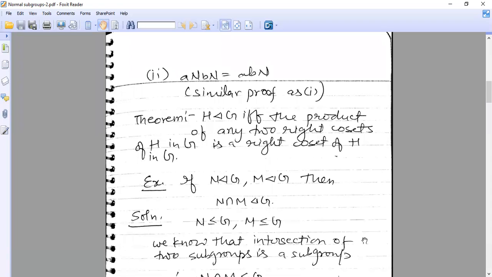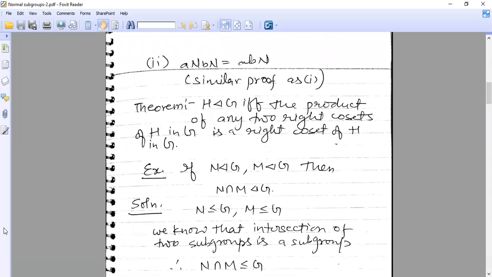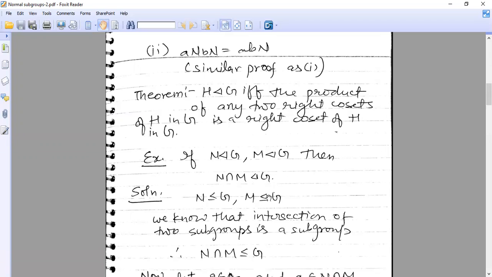So now let us see this example. Here we are saying you have two subgroups N and M. Both are normal subgroups: N is a normal subgroup of G, and M is also a normal subgroup of G. Then we are going to show that their intersection, N intersection M, is also a normal subgroup of G. As we have already seen the normal subgroup test and some more conditions under which a subgroup becomes a normal subgroup, let us see what we are going to do.